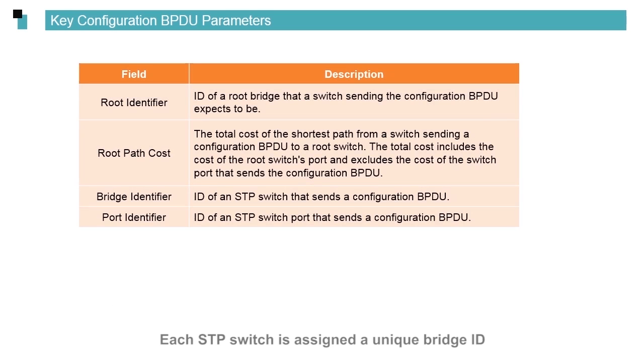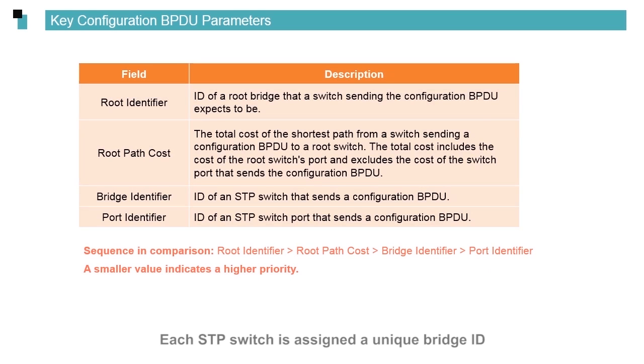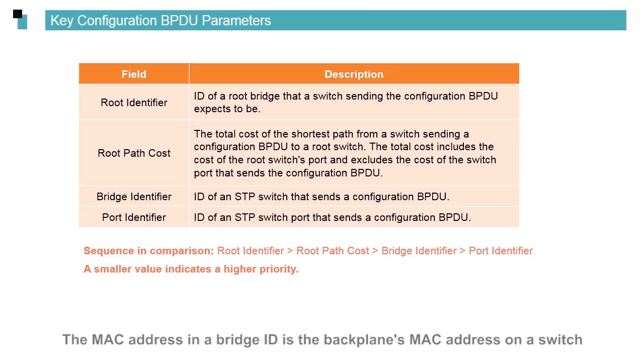Each STP switch is assigned a unique bridge ID. The bridge ID is 8 bytes long and consists of 2 subfields. One subfield is a 2-byte priority. The priority value default is 32,768. A bridge ID priority must be a multiple of 4,096. A smaller value indicates a higher priority. The other subfield is a 6-byte MAC address. The MAC address in the bridge ID is the backplane's MAC address on a switch.